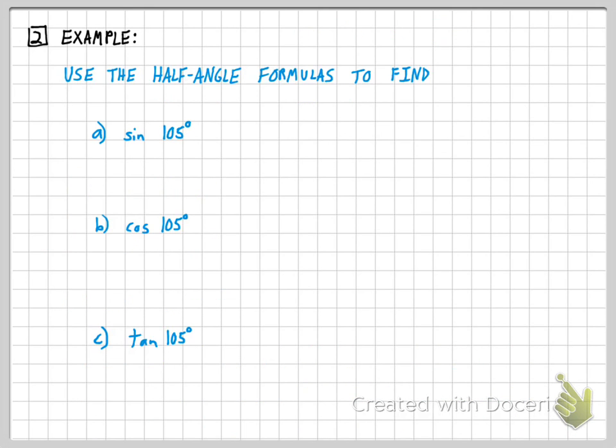All right, let's look at an example. We're going to use these half angle formulas to find some values of angles that are half of a familiar angle. So let's start off with sine of 105. Right? So sine of 105, if we think about our unit circle, is really just half of 210. And while you may not be familiar with 105, hopefully you're pretty familiar with 210.